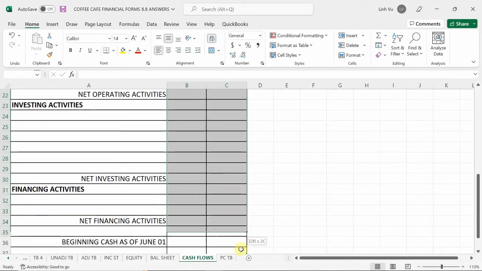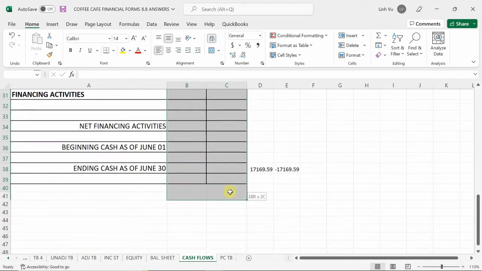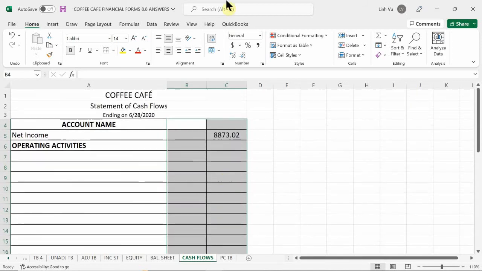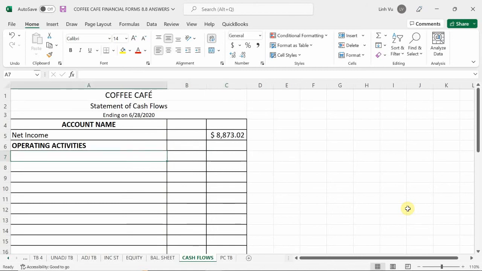Now, can you tell me, is all of that sales that we've earned, was 100% of it in cash? No. So that's what we have to consider. This $8,873 is what we sold, but it's not pure cash. A portion of it is accounts receivable, so we have to take that money out.